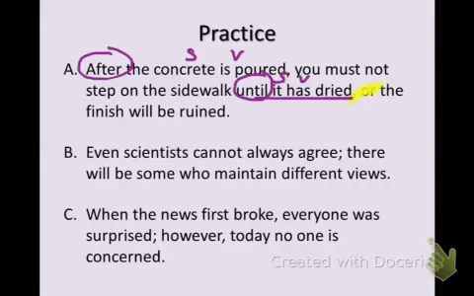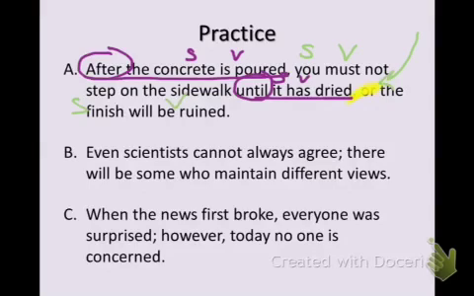Until it has dried is one subordinate clause. After the concrete is poured is another subordinate clause. And on both sides of this conjunction right here, I should have a subject and a verb. Here I have you must step, and I have finished will be ruined. I have a compound sentence combined with two subordinate clauses. That's a compound complex sentence.